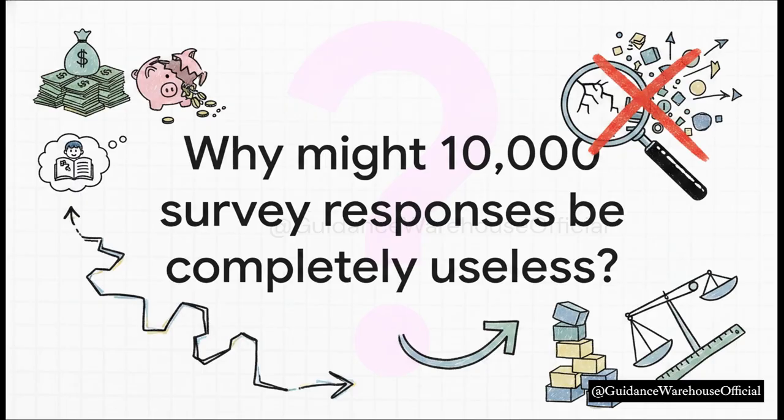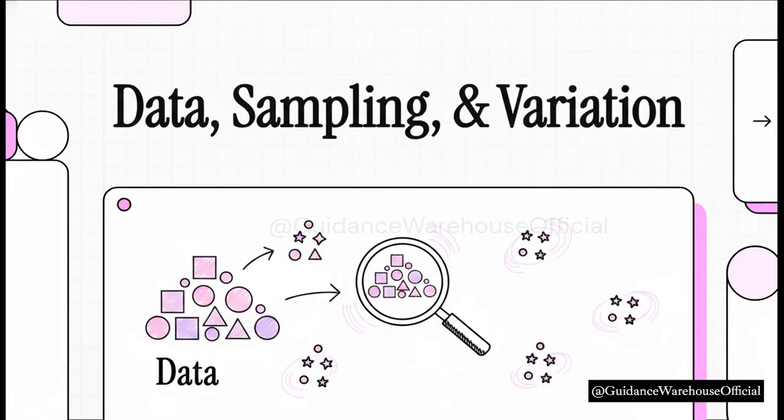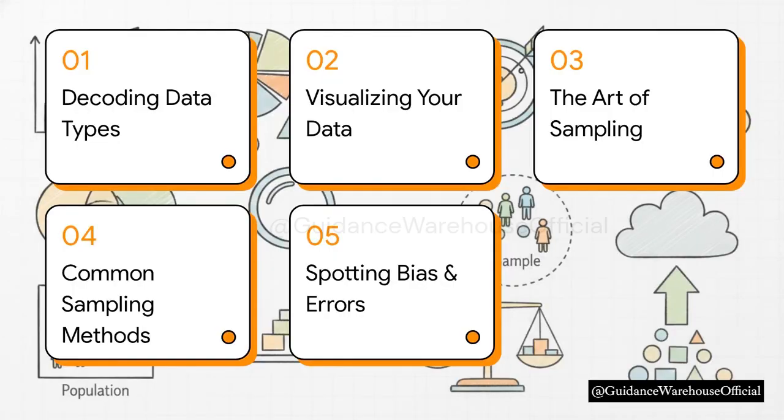You can have all the data in the world, but if you don't know how to properly categorize, visualize, and collect it, your conclusions are going to be totally invalid. So, let's dive right into this. Today, we're going through a masterclass explainer on the absolute fundamental rules of statistics, data, sampling, and the natural variation in that data. By the end of this lecture, you'll master 5 crucial concepts.